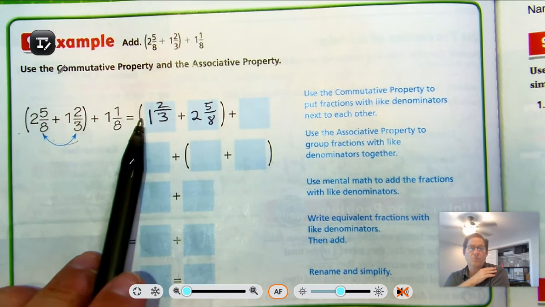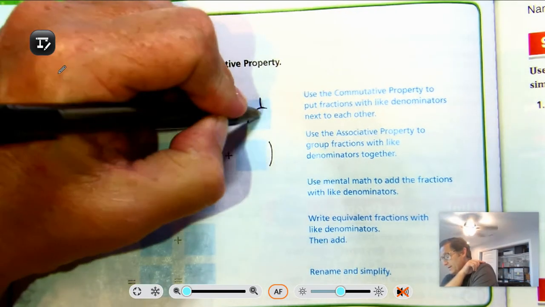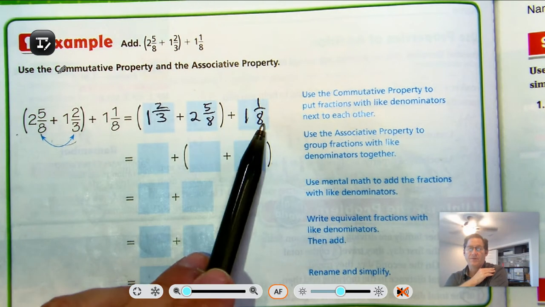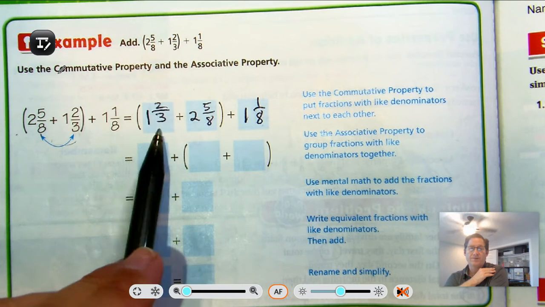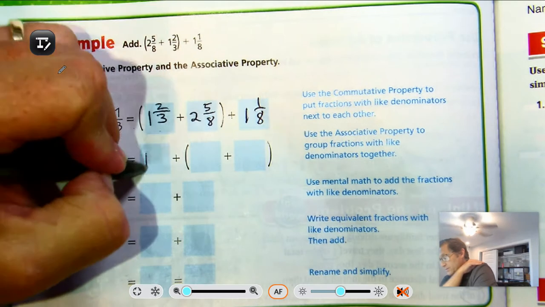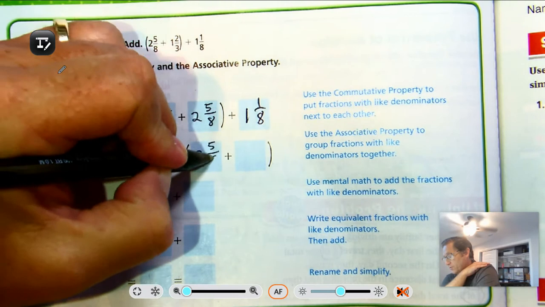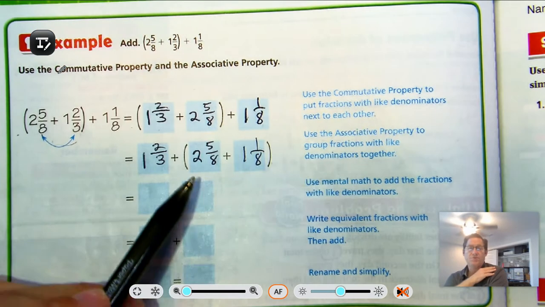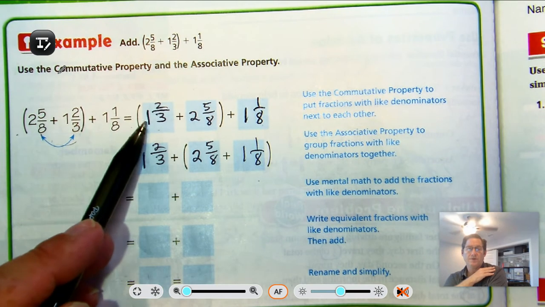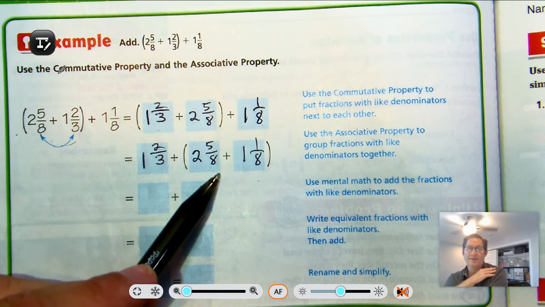So let's put 1 and 2/3 first, 2 5/8, and then 1 1/8. Okay, now you see that if I want to regroup, they'd be next to each other. So we use commutative property just to flip the direction so that 2 5/8 was closer to 1 1/8. So now let's rewrite our problem. And we're going to regroup by putting 2 5/8 and 1 1/8 in parentheses. Okay, you notice that now 1 2/3 is no longer inside the parentheses. Okay, so we're grouping the eighths.